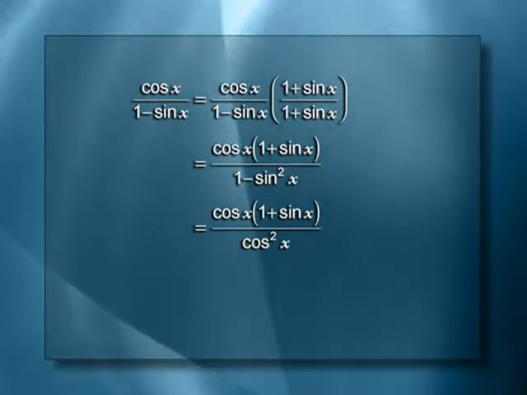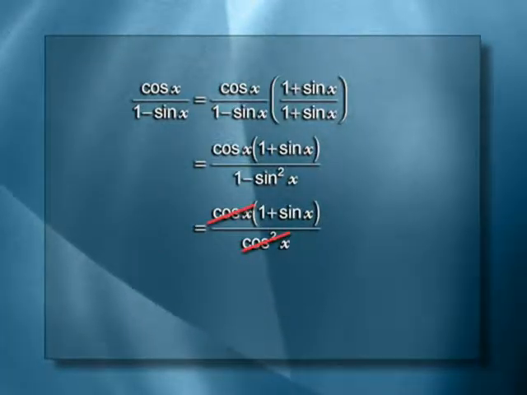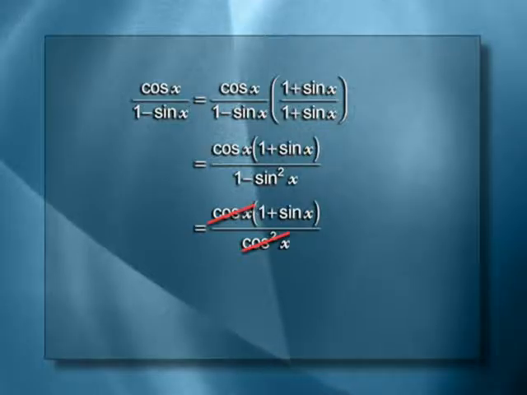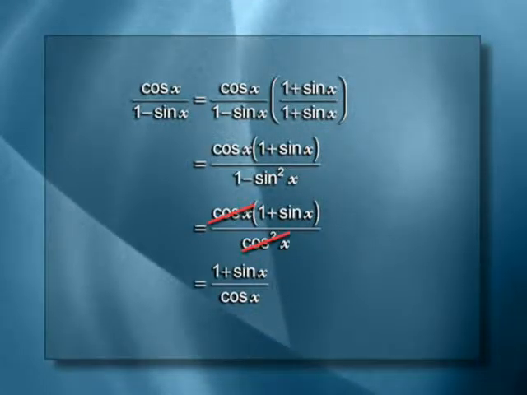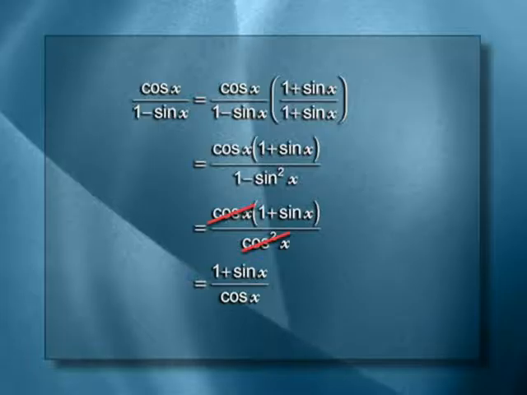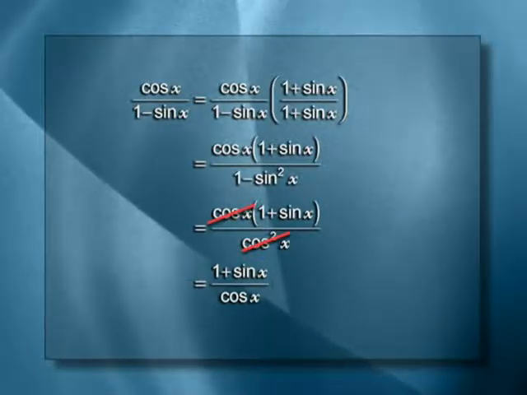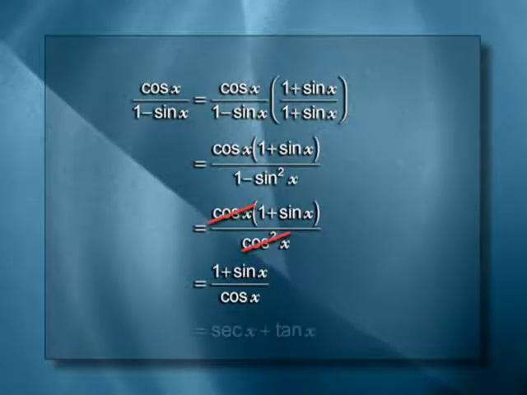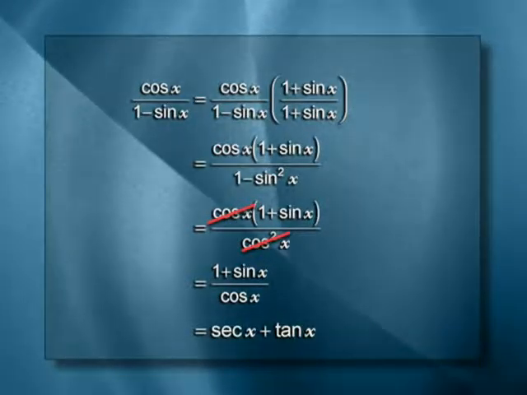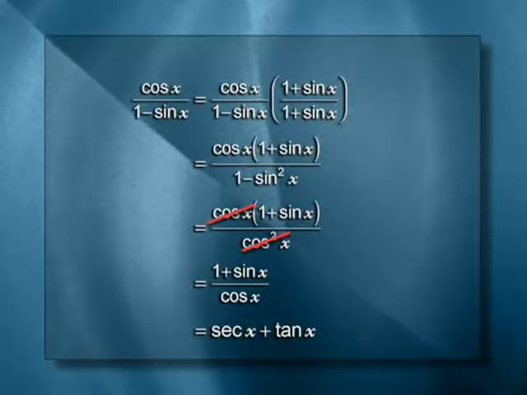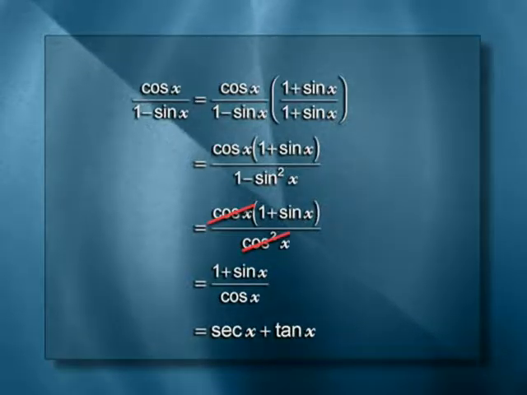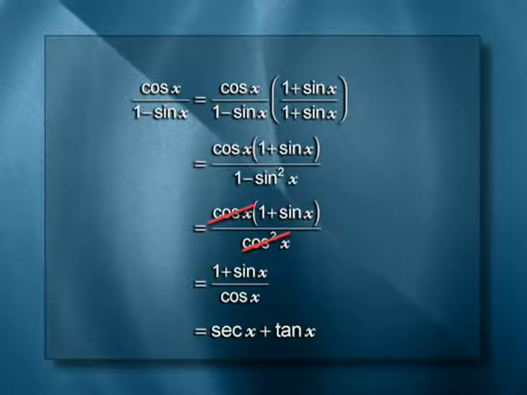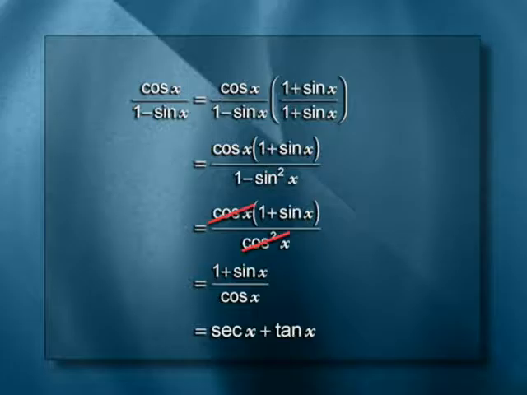That's the fundamental identity being used yet again. So the numerator is cosine x times 1 plus sine x. The denominator is cosine squared. We can cancel some cosines, and we're left with 1 plus sine x over cosine x. And now that can be ripped apart as a fraction as 1 over cosine plus sine over cosine. Well, 1 over cosine is secant, and sine over cosine is tangent, and that's what we wanted to prove, wasn't it? That cosine over 1 minus sine does indeed equal secant plus tangent.